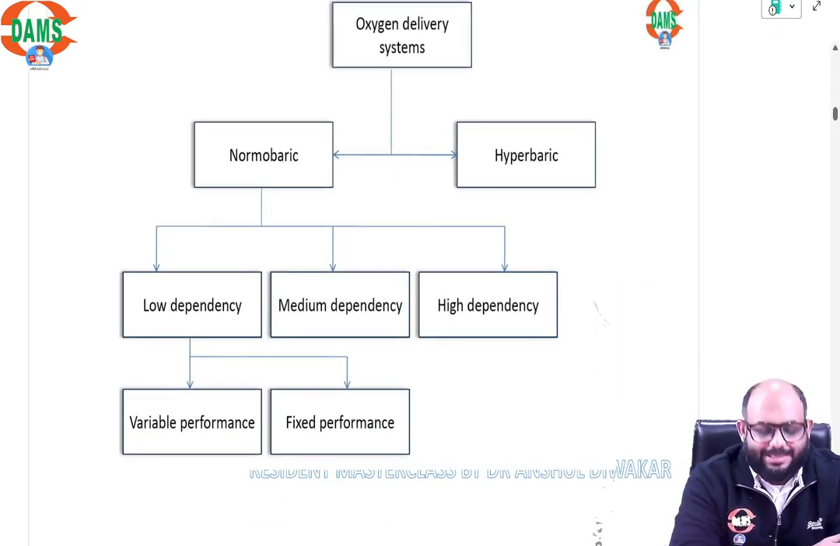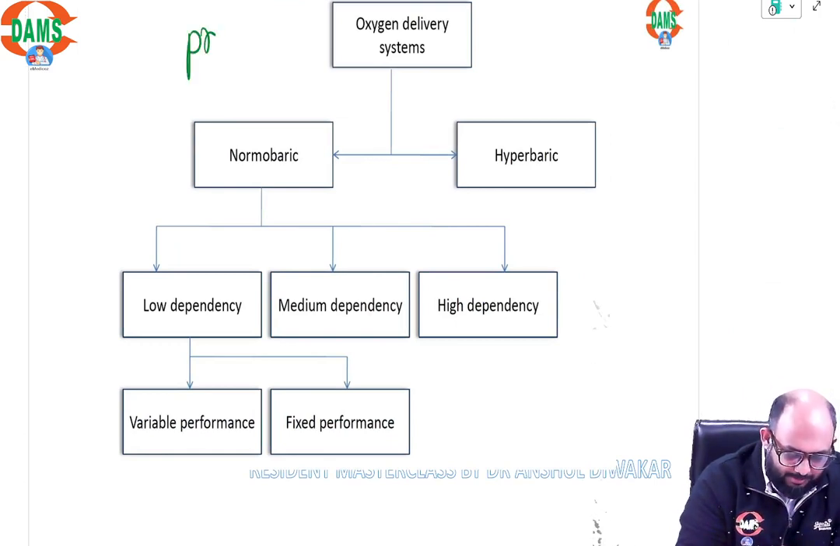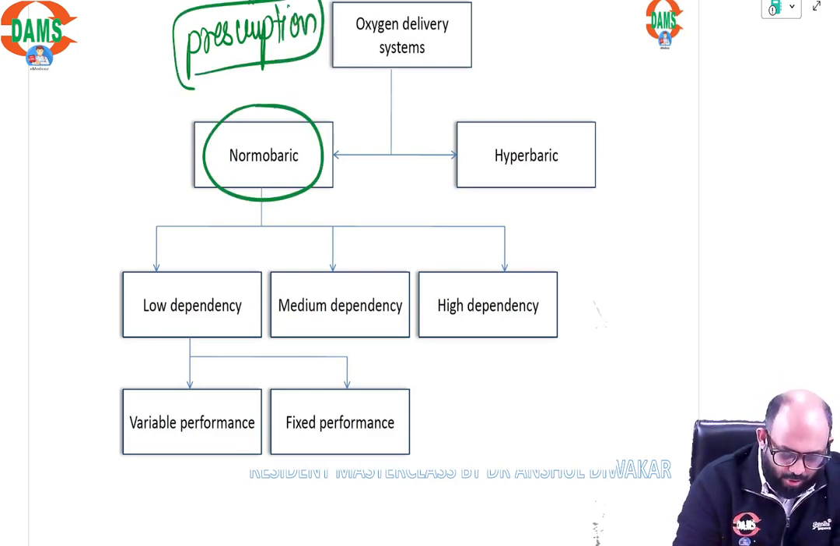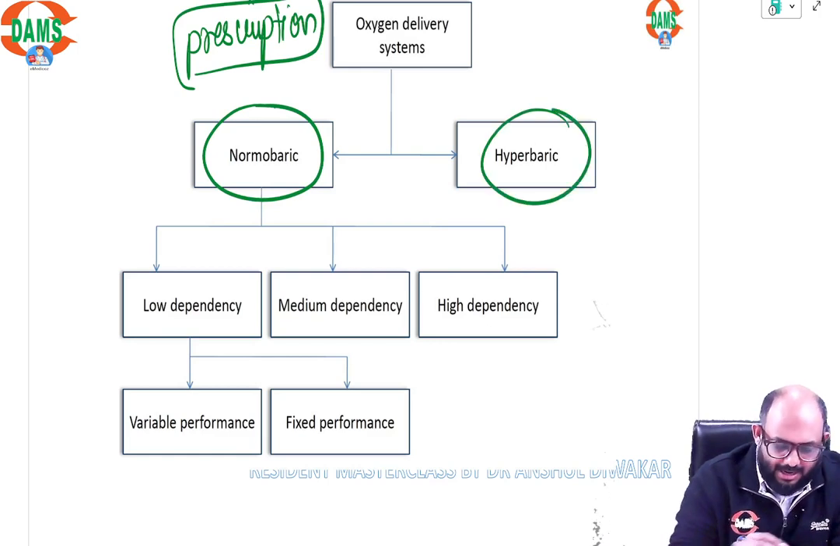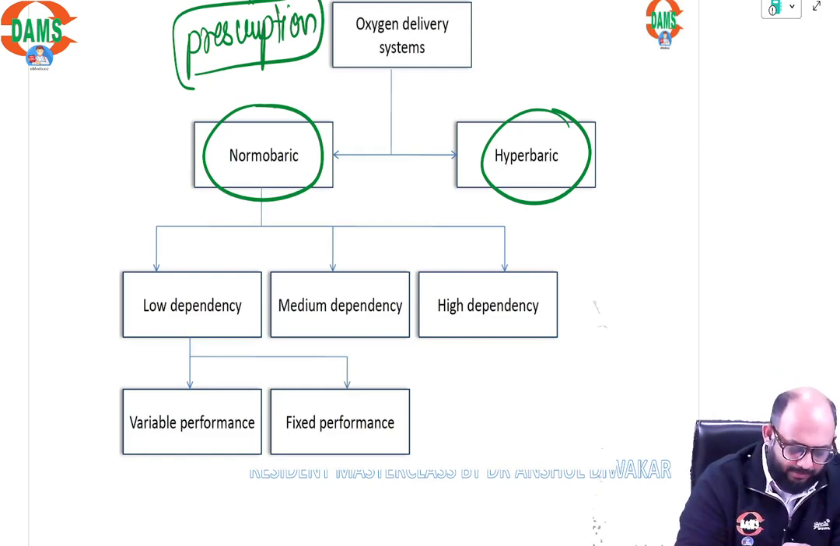This is how we deliver the oxygen. This is the prescription. So there can be a normobaric oxygen therapy and there can be a hyperbaric oxygen therapy. Normobaric is at atmospheric pressure.